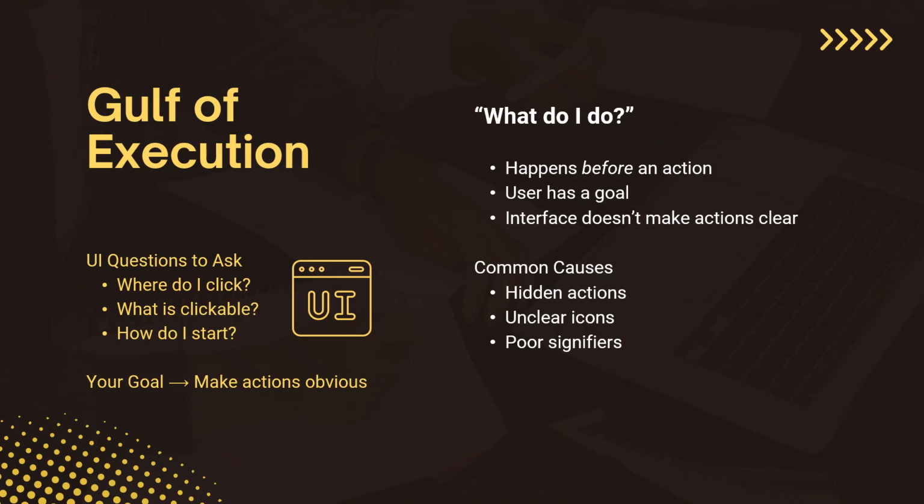In UI terms, this gulf gets wider when buttons don't look like buttons. Icons aren't labeled. Important actions are hidden. Or maybe the interface relies on some kind of insider knowledge. The interface is basically saying, you should already know this, and the user is thinking, I do not. Good UI design reduces the gulf of execution by making actions obvious. It answers the question before the user has to ask it.